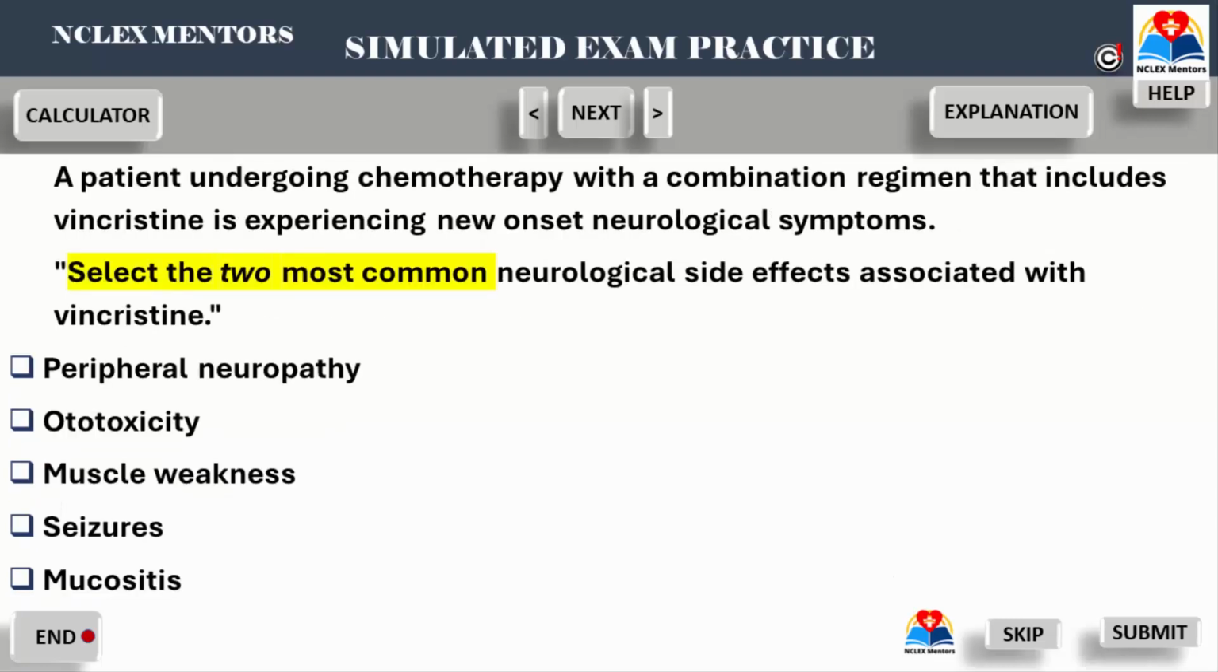The key NCLEX takeaway. Here's what really matters. The phrase, select the two most common, tells you it's a multiple response select N question. That means you must pick exactly two answers, no more, no less, to get full credit.